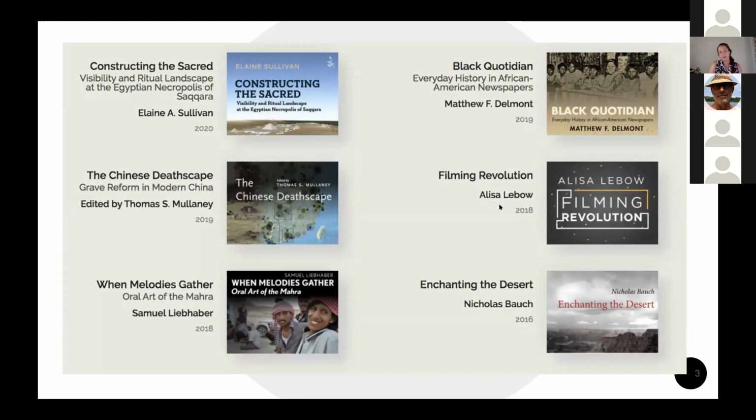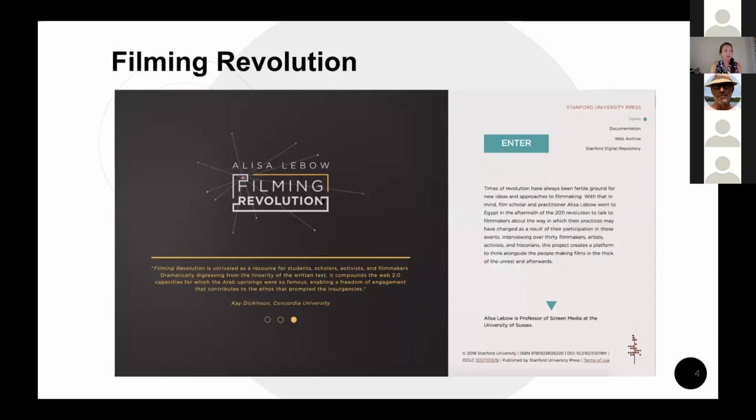It wasn't the first publication that we released from the press, but it is one that is very visually interesting and dynamic, and one that I felt like, because it was custom built, could benefit from testing in this environment. So we chose Filming Revolution for this project, and this is essentially the home page, or what we call the cover page. And we have one of these cover pages for each of the publications.